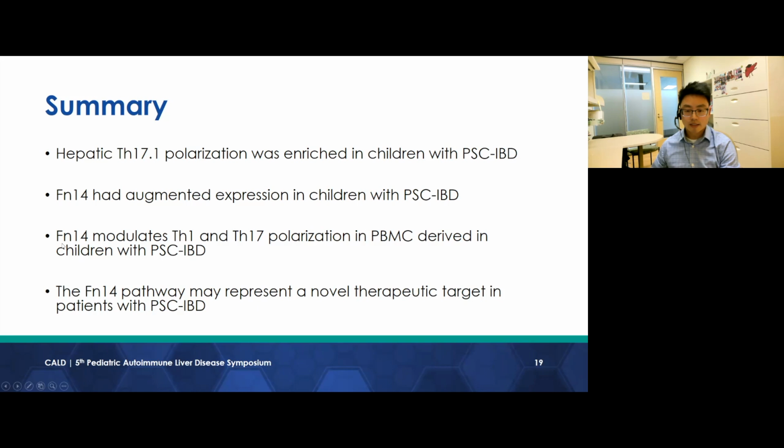In summary, hepatic Th17.1 polarization was enriched in children with PSC-IBD. FN14 had augmented expression in patients with PSC-IBD. FN14 modulates Th1 and Th17 polarization in PBMCs derived from children with PSC-IBD. Lastly, FN14 may represent a novel therapeutic drug target in patients with PSC-IBD.